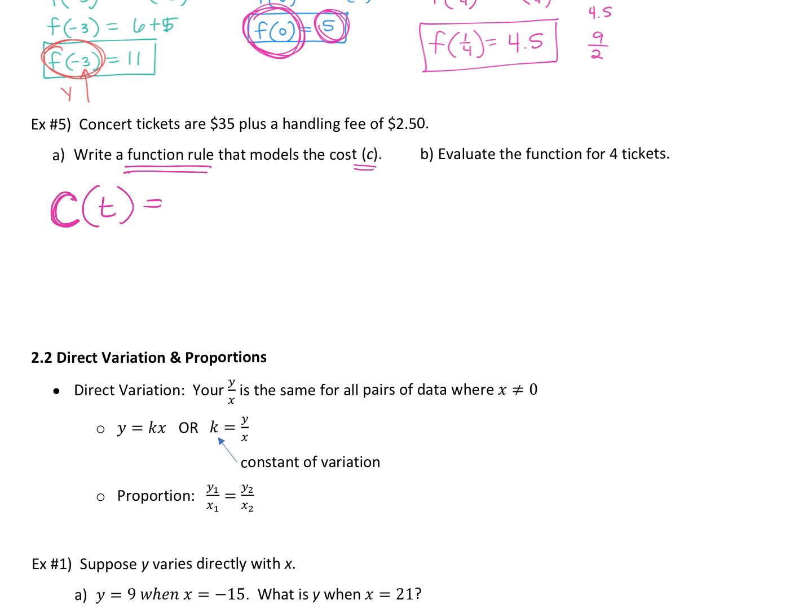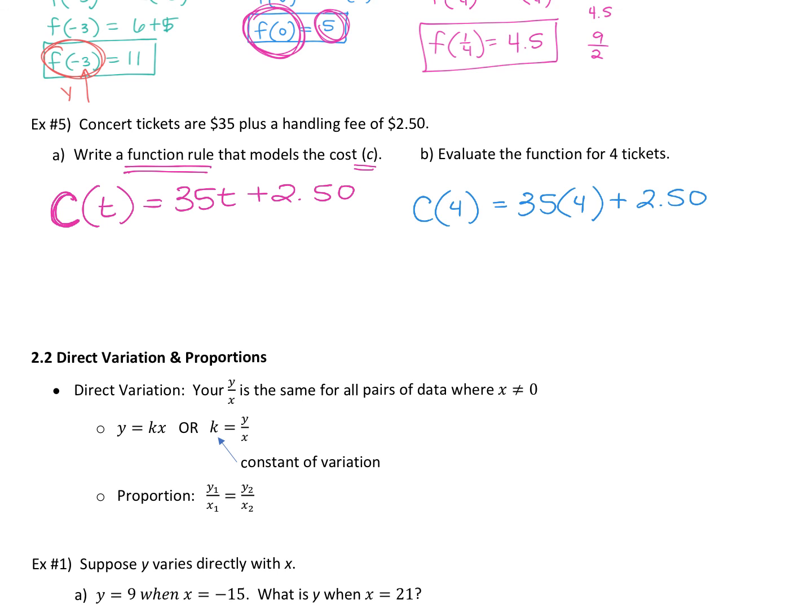What's your function? 35 times T plus 2.5. 35T plus 2.5, or if you like the 250 to keep your brain in money mode, that's fine too. 2.5 is fine too. So this is your function, okay? What would it be for 4 tickets then? Yes, C of 4 equals 35 times 4 plus 2.50, okay?